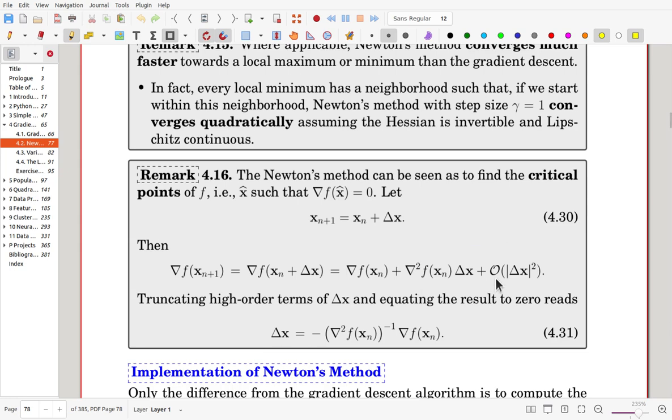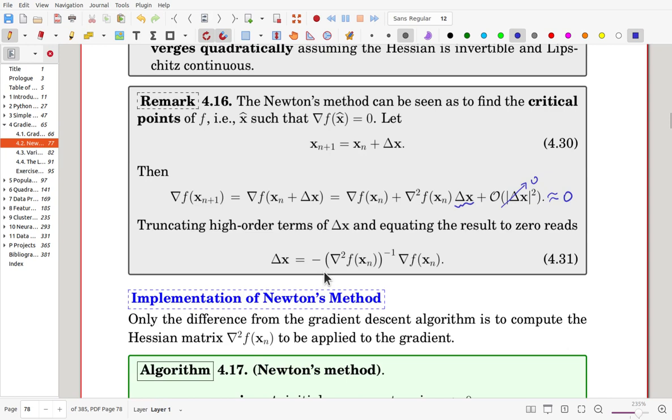Let's ignore this second order term, assuming delta x is small, and then we equate this term to 0 and solve for delta x, then you can reach that one. So that is exactly Newton's method.